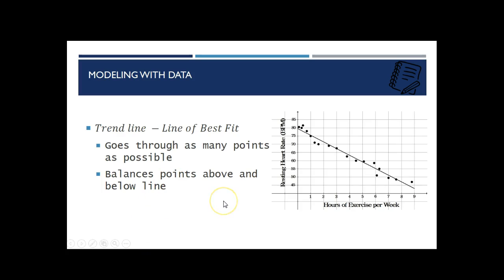So next, we're looking at modeling with data, and probably the most useful thing that you'll learn how to do is to create what's called a trend line, or sometimes we also call it a line of best fit. When you're drawing a line of best fit, your task is to go through as many points as possible, and then also to balance the number of points both above and below the line. So I'll go ahead and pause for a second. I'll show you how to do a line of best fit.